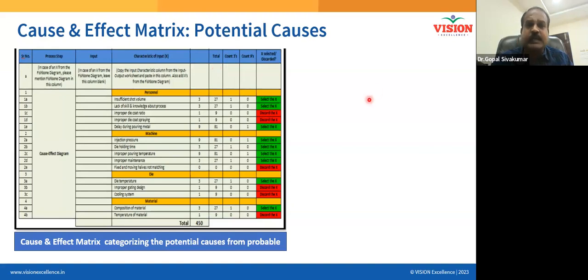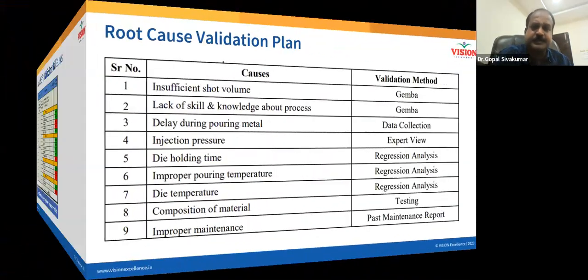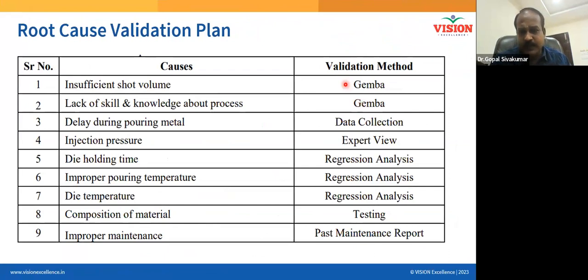The next level is validation. For each of the root causes, validation. So for validation, a procedure is created. See here, for some factors, validation is GEMBA. GEMBA means physical verification. We go to the spot and then verify. And for some factors, the existing data or some data collection method is used. Data collection means some experimental verification. And then experts' opinion is also taken here for certain things.